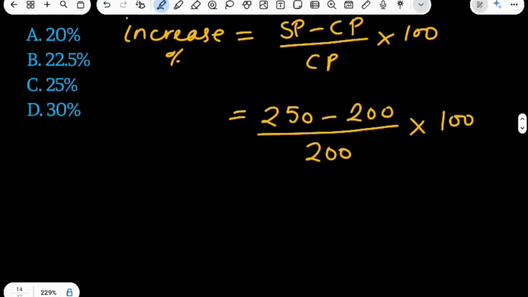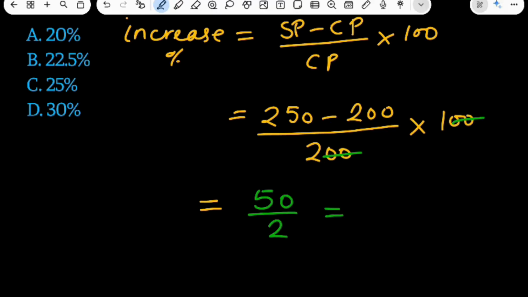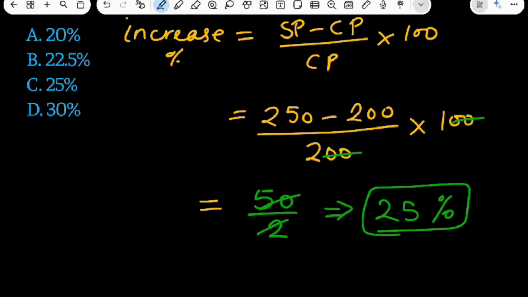Solving ahead by simplifying this equation, we just have to cancel these 2 zeros with the 100's zeros. Simple. Now we subtract 200 from 250, and we get 50 divided by 2. Solving it, we get 25, and this is the increase percentage of the item. Choosing from the options provided, the correct option is C, 25%.